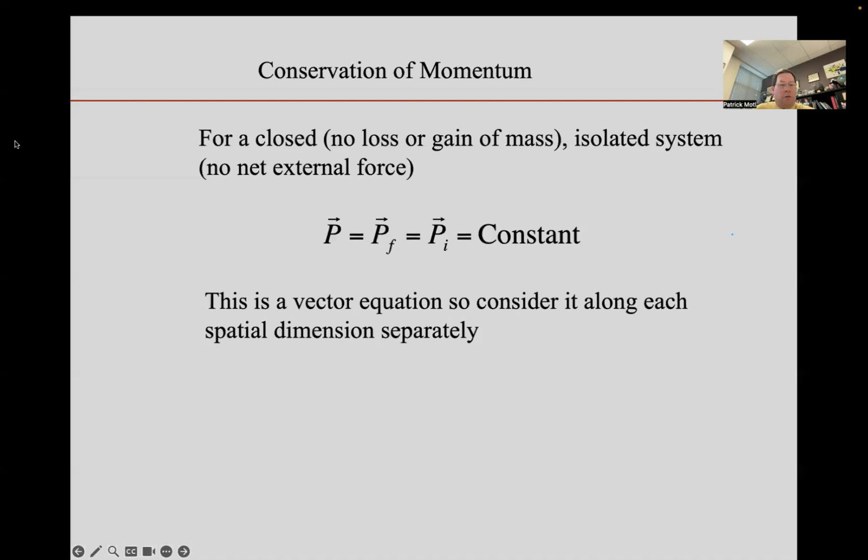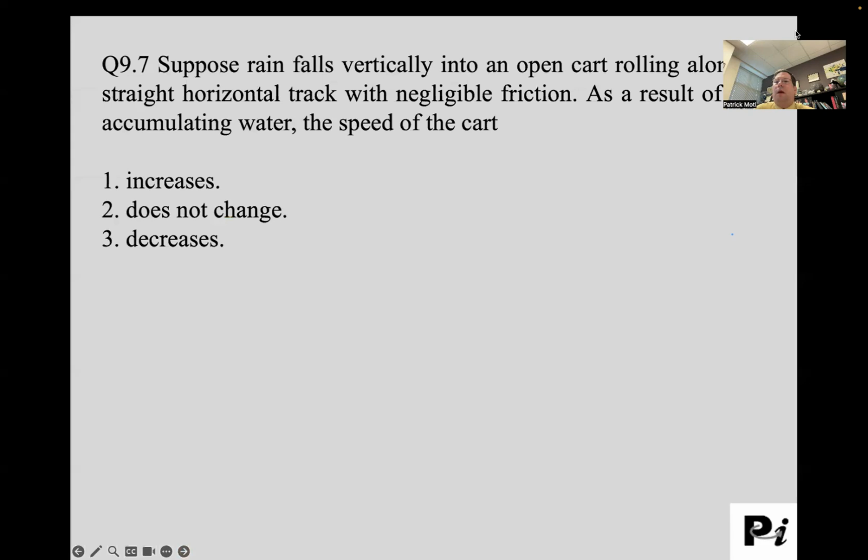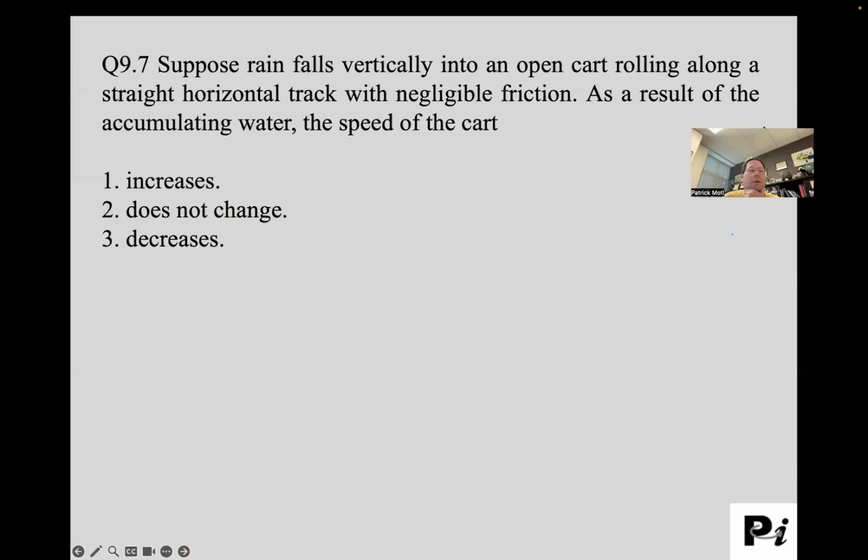Then we'll go through some questions based on conservation of momentum. And I love these first few questions. I find them very illustrative. So we have rain falling vertically into an open train car that's rolling along a straight horizontal track with negligible friction. As a result of the accumulating water, the speed of the cart is going to increase, not change, or decrease. I remember this one from when I was in high school. The question has stuck with me since then. I think it's a fun head scratcher, and you wind up coming to an intellectually pleasing conclusion.